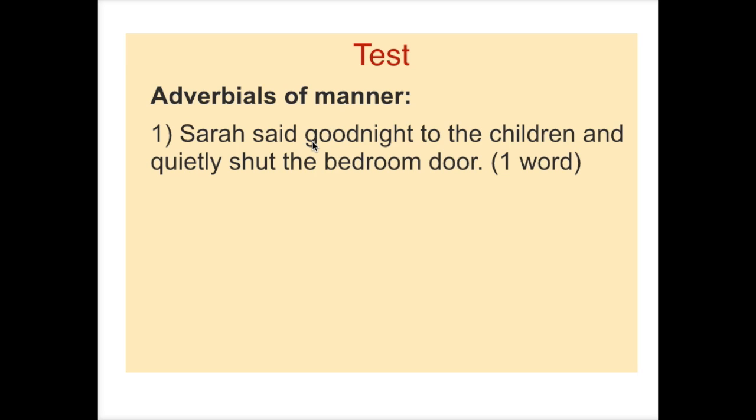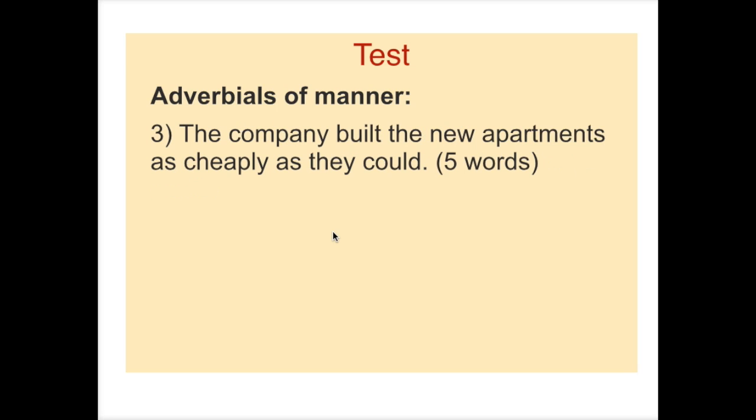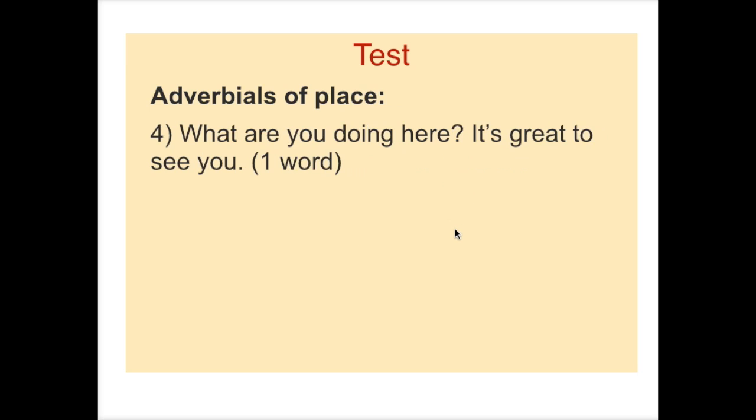So, Sarah said good night to the children and quietly shut the bedroom door. One of those words is an adverbial of manner. Number 2, I've checked my homework really carefully, but I can't find any mistakes. In there we have 2 adverbials of manner. Number 3, adverbials of manner. The company built the new apartments as cheaply as they could. Now here we have 5 adverbials of manner.